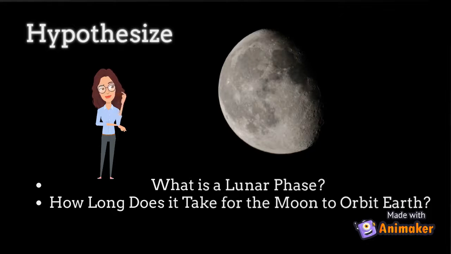Next, underneath your observational sentences in your scientific journal, I would like you to hypothesize what you think a lunar phase may be. In addition, hypothesize how long you think it takes for the moon to orbit the Earth. At the end of this lesson, we will revisit your hypothesis to see if you were correct. Don't forget, if you need more time, feel free to press pause to finish up your hypothesis before we continue with the lesson.